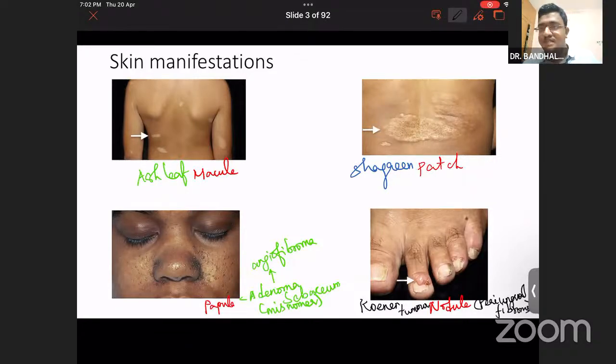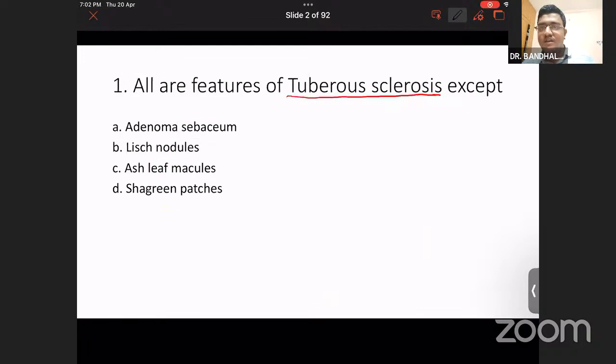Now we will see the options again. We have already discussed there is a macule in tuberous sclerosis, which is ash leaf macule, so it is out. And there is a patch, shag-green patch, that is also out. The papular lesion is known as adenoma sebaceum, that is also ruled out. So the answer is lisch nodules. Lisch nodules are seen in neurofibromatosis, especially in the iris. So the answer here is lisch nodules.